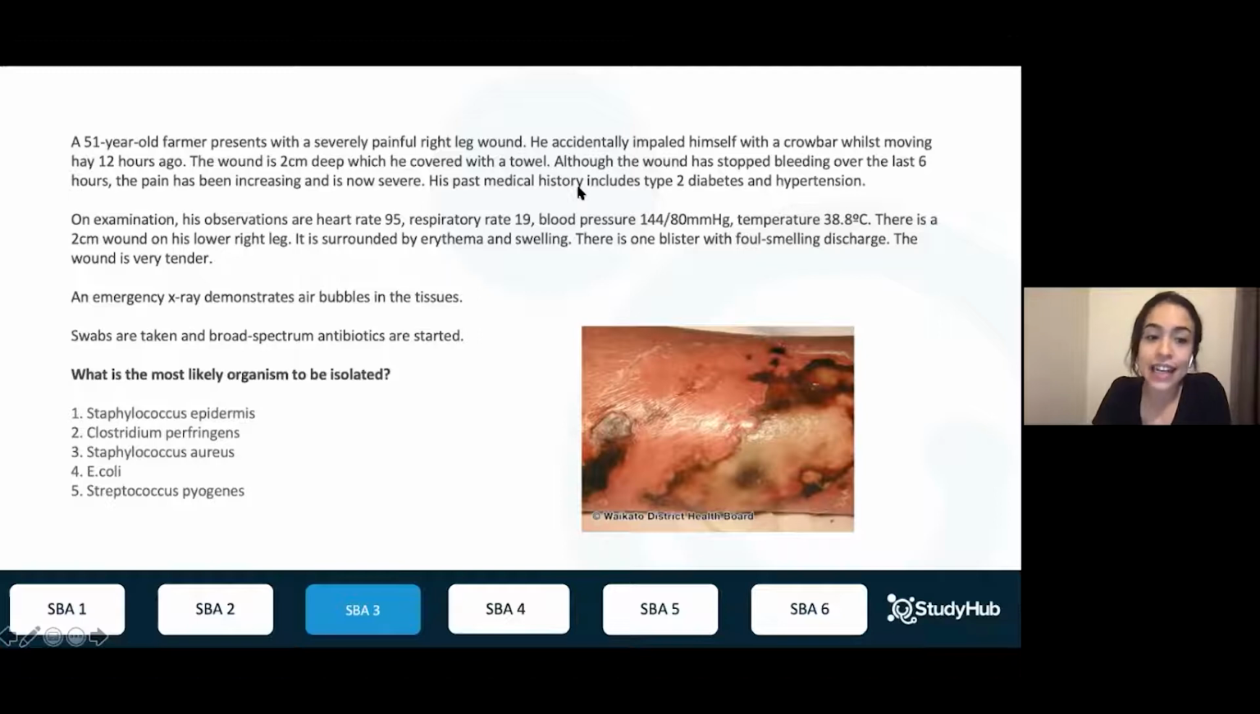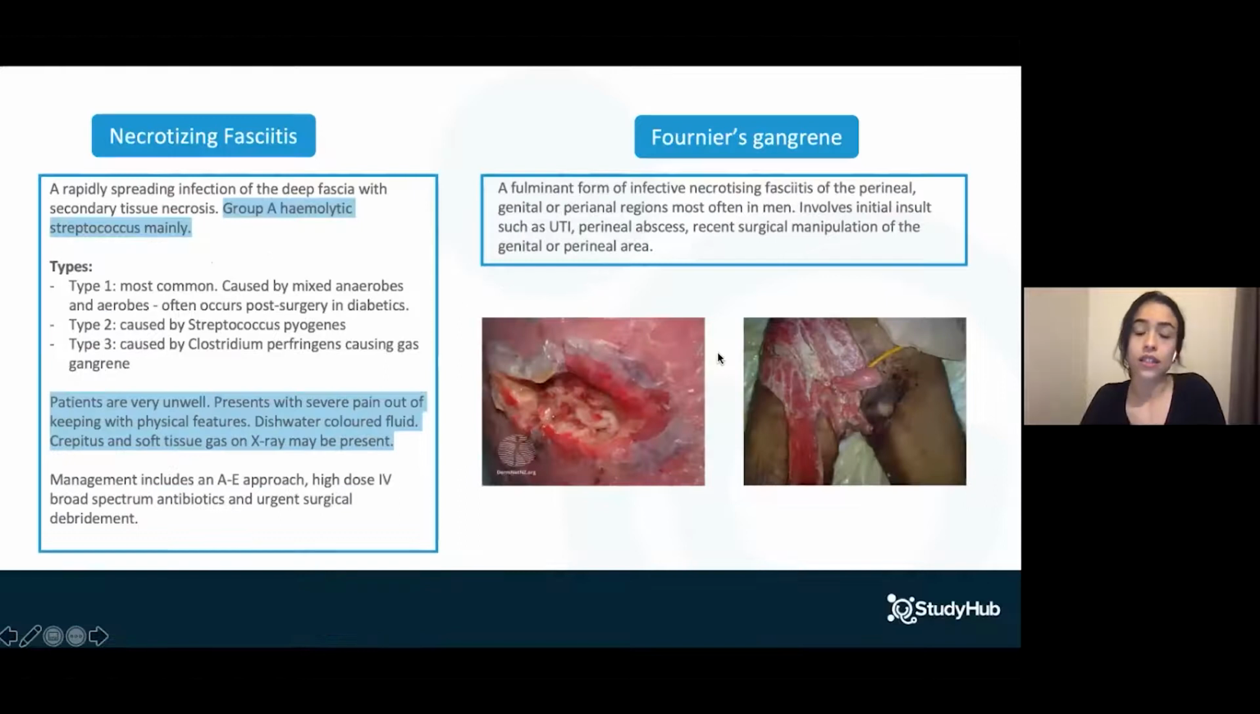It's gas gangrene. And what gives it away, obviously, is the gas in the X-ray. But if it didn't say X-ray demonstrating air bubbles, this could equally have been necrotizing fasciitis, where you would be split between Clostridium and strep. So if you voted on strep, that is a very good guess. Well done as well. But it's the X-ray that gives it away that this is gas gangrene. And this picture is very typical. So we'll just go through that in the next slide, what it looks like.